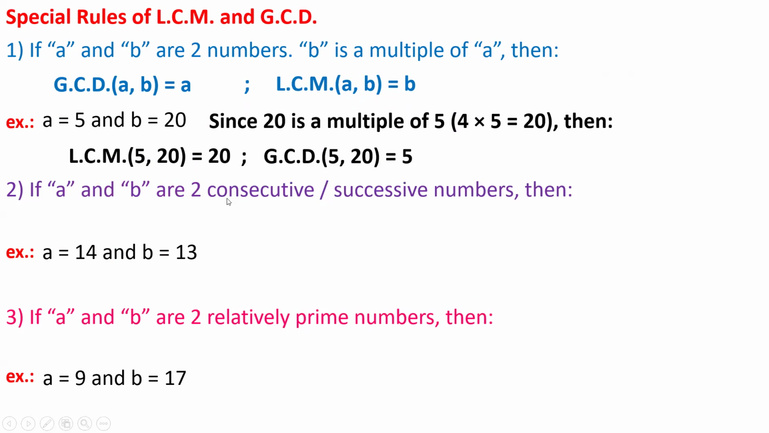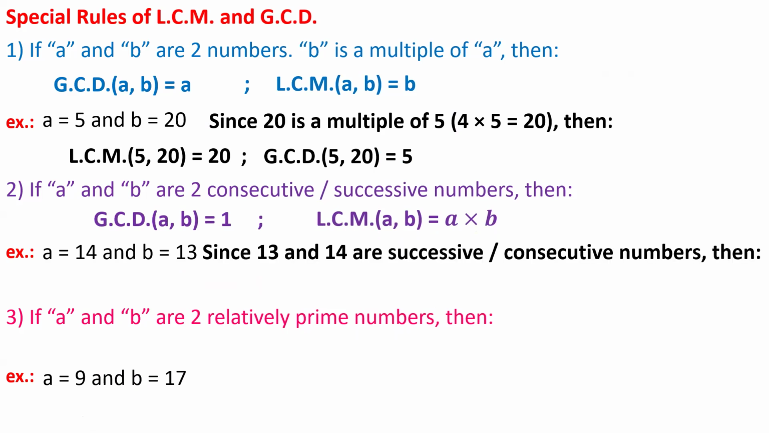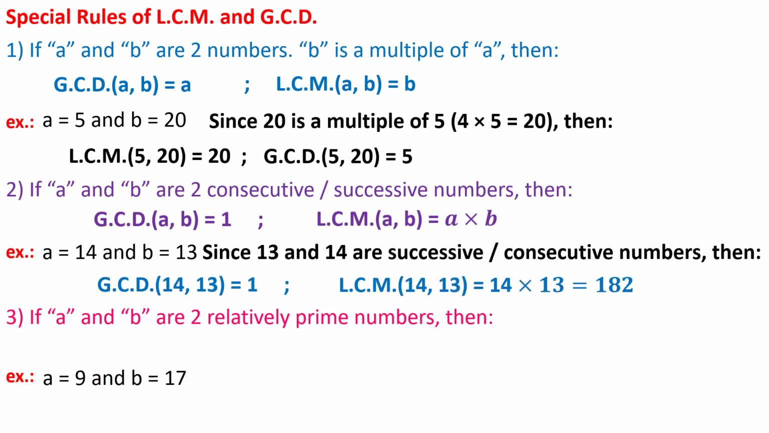Now, if A and B are two consecutive or successive numbers after each other, for example 6 and 7, 7 and 8, 8 and 9, 20 and 21, whatever the numbers are, the rule says the GCD of the two numbers is 1 and the LCM is the multiplication of both numbers. For example, 14 and 13 are consecutive or successive. They come directly after each other. So their GCD is 1 and their LCM is the multiplication of both numbers, 14 and 13, which is 182.